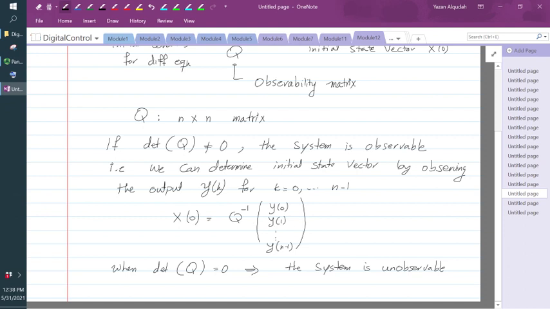Okay, we're going to stop here. Next, we're going to be looking at the z-transform, and we'll do that in the next module.